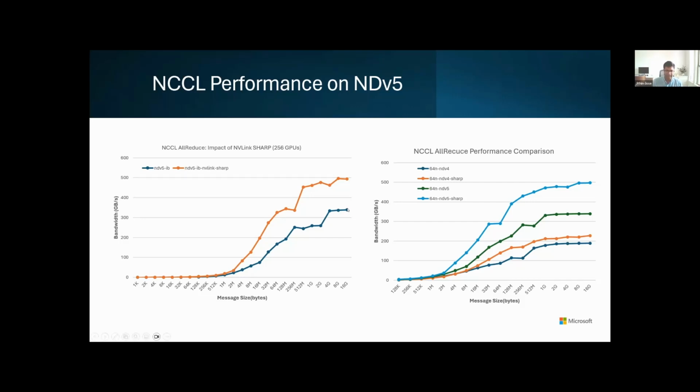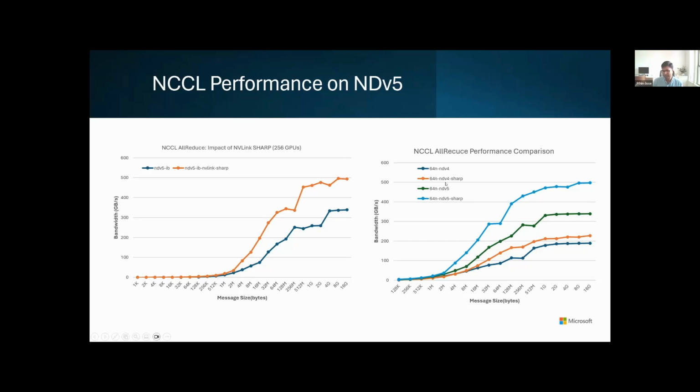So we can see about 338, or close to 340 gigabytes per second. But when we enable NVLink SHARP, it's closely 480 gigabytes per second. So very close to the theoretical number. And on the right-hand side, I'll try to go a little bit fast.